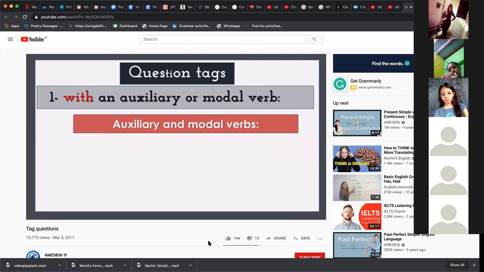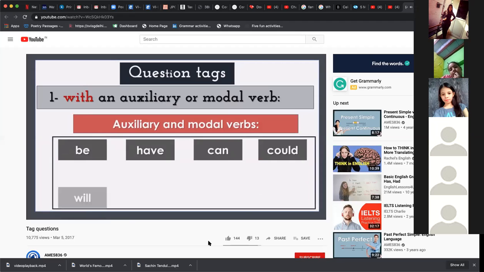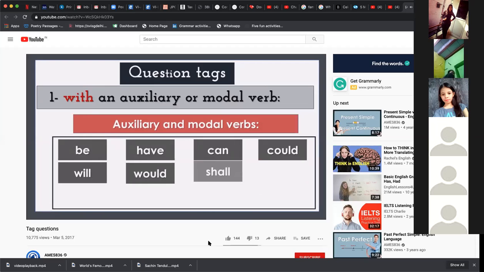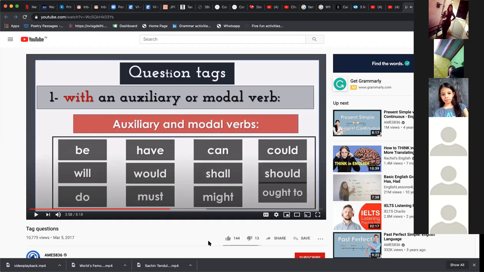Auxiliary and modal verbs: be, have, can, could, will, would, shall, should, do, must, might, ought to. These are the examples of auxiliary verbs and modals which can be used to form our question tags.